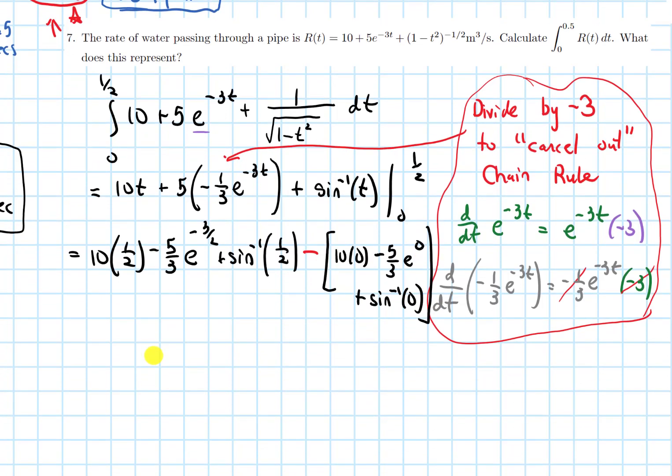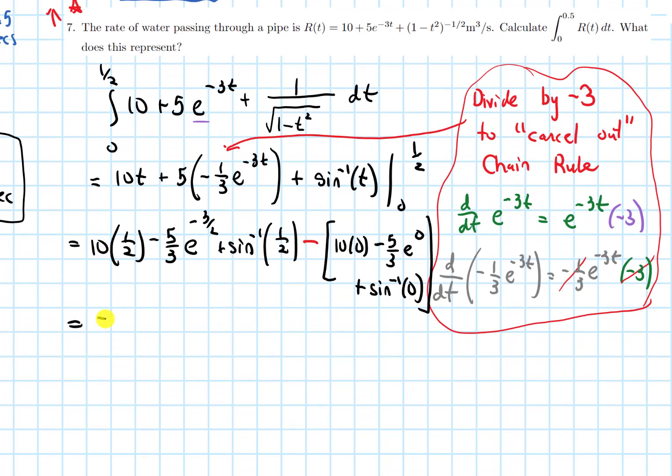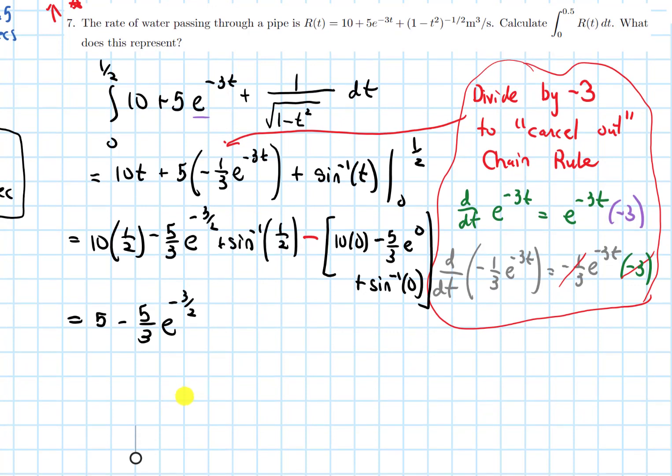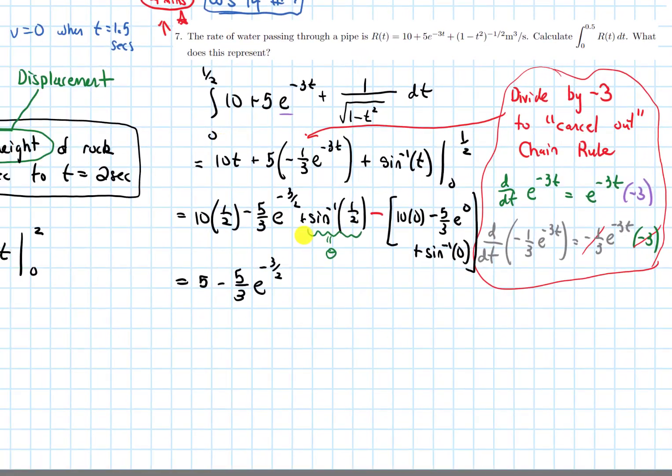Close that bracket. All right, so we got to evaluate. 10 times a half is 5. And then we get minus 5/3 e to the negative 3/2. For sine inverse of 1/2, let's recall how we do these. So with sine inverse, it will output an angle. It kind of does the opposite of what a trig function like sine would do. With sine, I input an angle. Sine inverse will output an angle. So when we're wondering what is sine inverse of 1/2, that's equivalent to writing, well, sine of what angle equals 1/2.